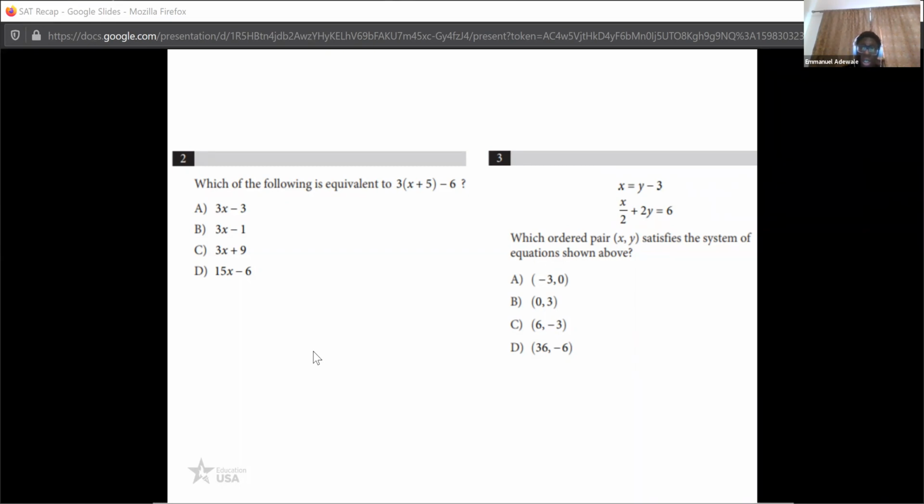For question number 3, they give us the system of equations here, and which ordered pair satisfies that system of equations above? Would that be A, 3, 0, B, 0, 3, C, 6, negative 3, or D, 36, negative 6? And apologies for that first option. That first option should read negative 3, 0 instead of 3, 0.